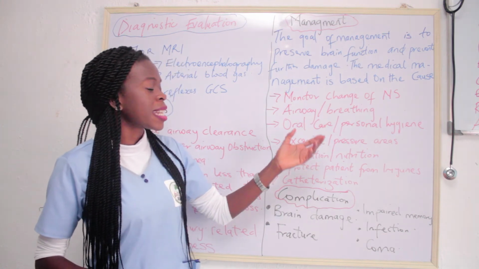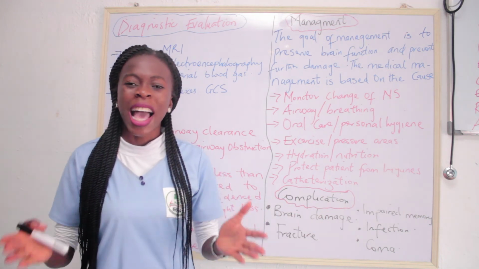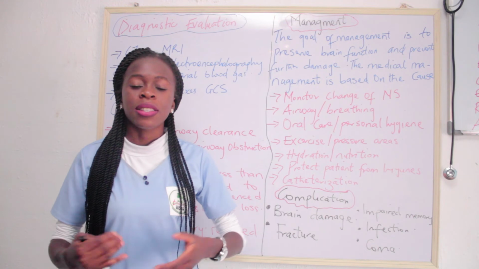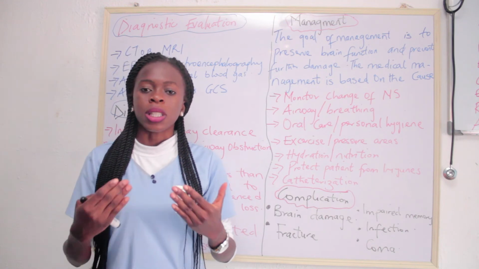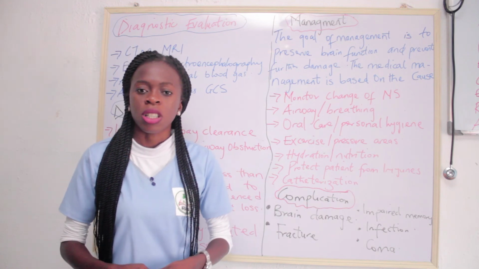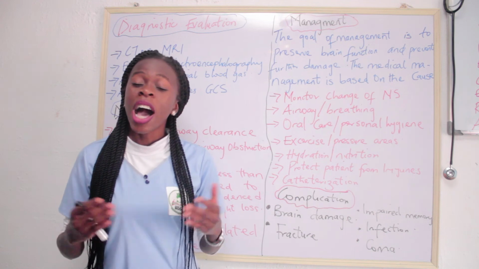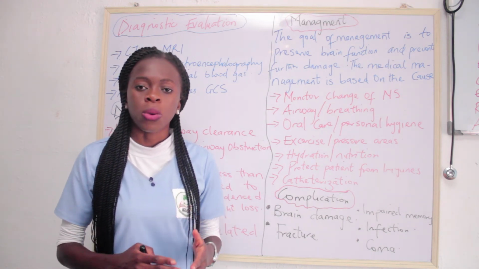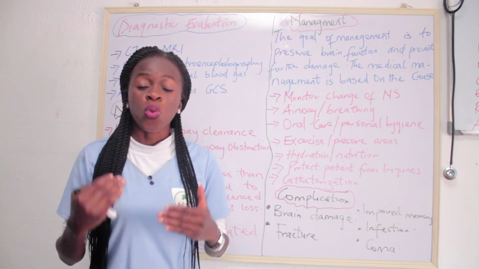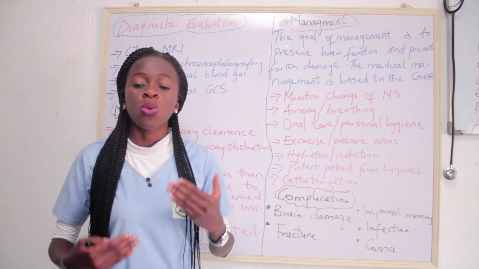Then exercise and pressure area. Remember, there are two types of exercise. We have the active exercise and the passive exercise. And the passive exercise, it is what you, the nurse, help the patient accomplish. So you have to carry out passive exercise for the patient. Then you have to treat pressure areas. Areas that are prone to pressure sores, you have to treat them. This is one of the responsibilities of the nursing management when it comes to what?